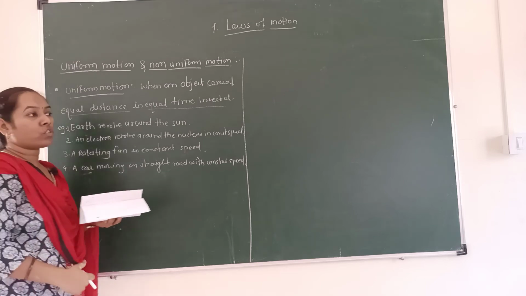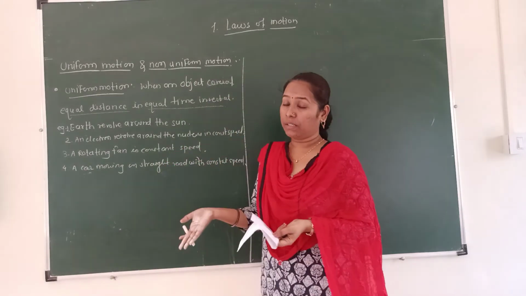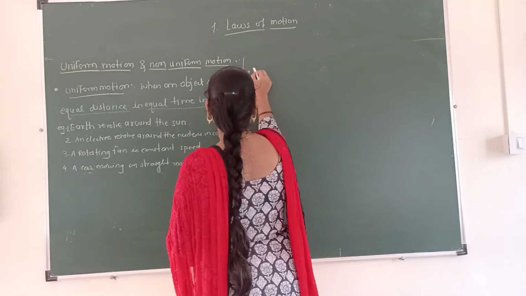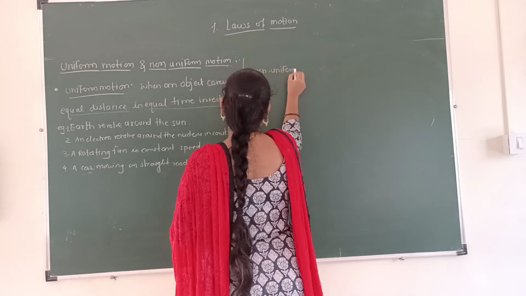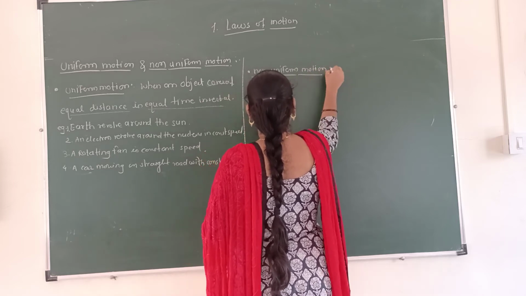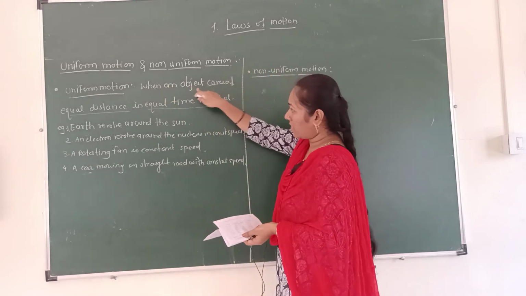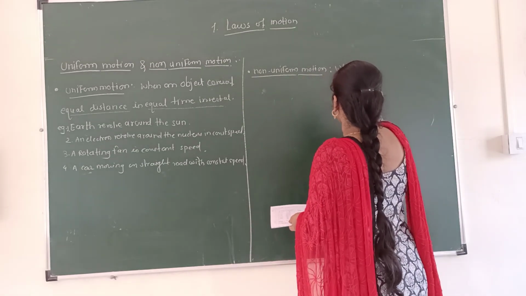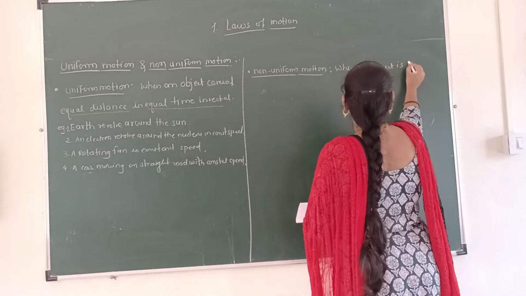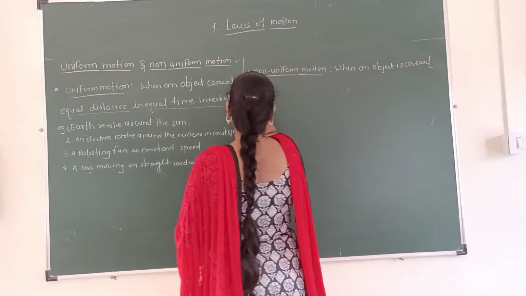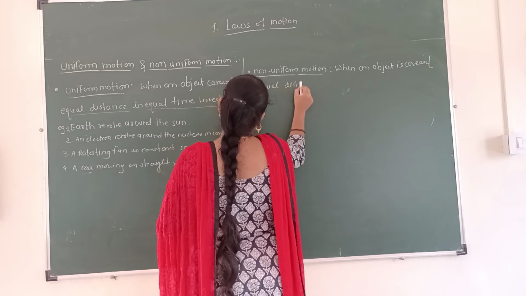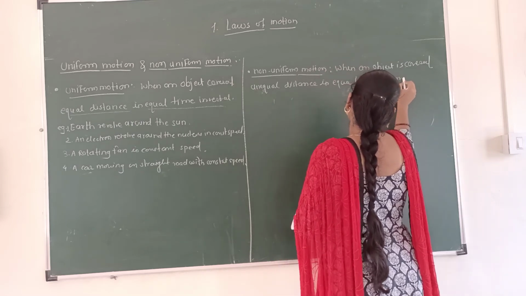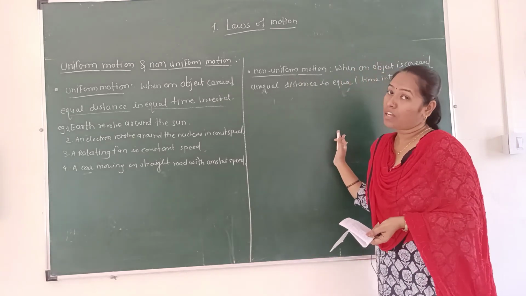motion. Then what is non-uniform motion? In the previous activity we have seen Akbar having non-uniform speed. There is a very little difference between uniform and non-uniform motion. See what I write here. Same definition, what is the change? In uniform motion, an object covers equal distance in equal time interval. In case of non-uniform motion, we can write: when an object covers unequal distance in equal time interval, at that time the object is said to be in non-uniform motion.